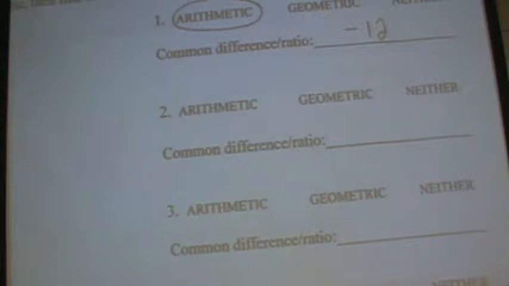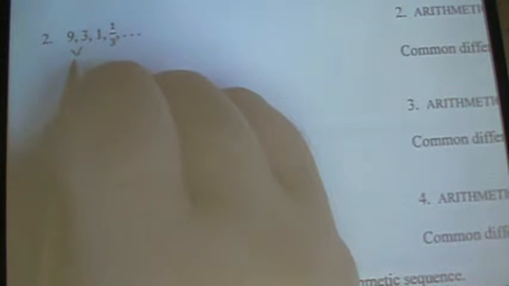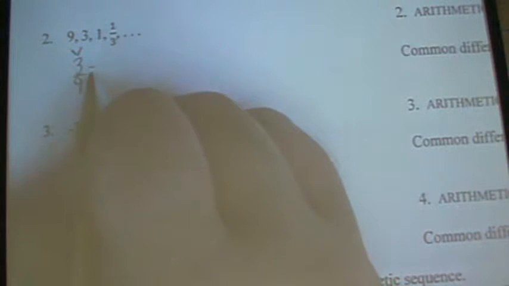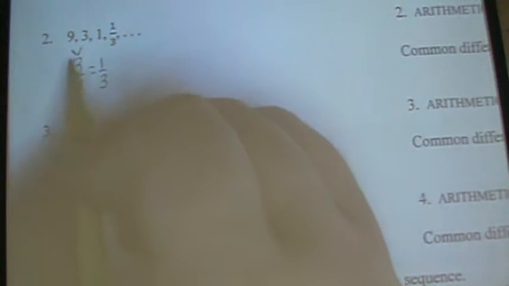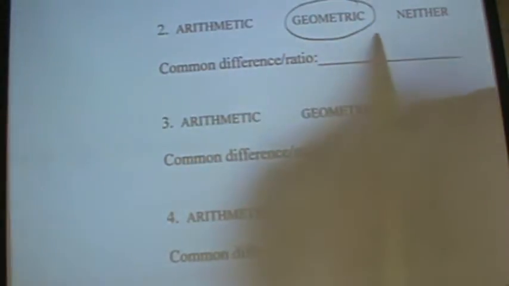For number 2, we're dividing by 3, or if we find the common ratio, like I told you guys, you're going to take 3 divided by 9, which is going to give you 1/3. So your common ratio, because this is a geometric, is going to be 1/3. You're multiplying when you're talking about a geometric sequence. So we're multiplying by 1/3. We're not dividing by 3. You're multiplying by 1/3.